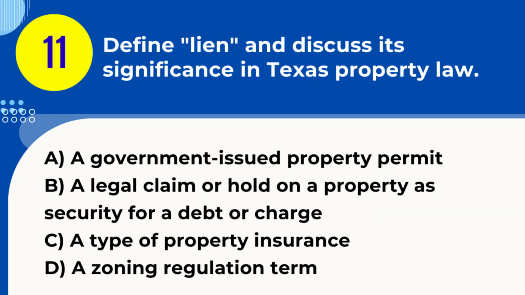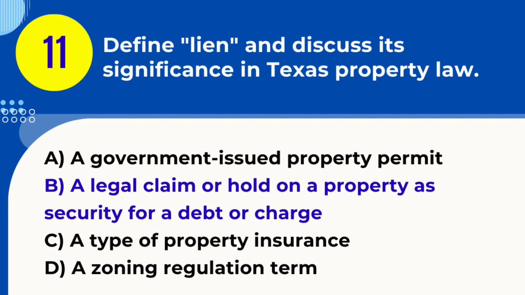Question 11. Define lien and discuss its significance in Texas property law. A. A government-issued property permit. B. A legal claim or hold on a property as security for a debt or charge. C. A type of property insurance. D. A zoning regulation term. Answer. B. A legal claim or hold on a property as security for a debt or charge.